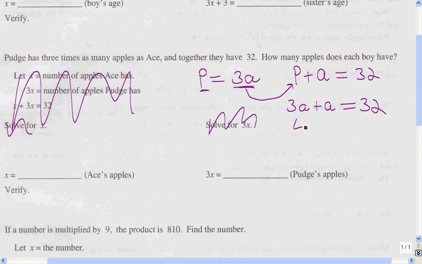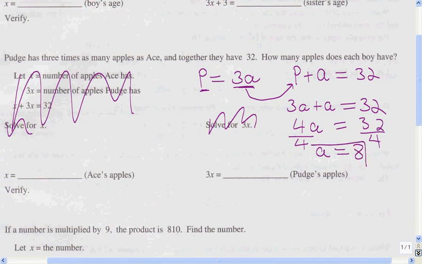And that's going to give me 4A equals 32, because I'm going to add 3A and A. And then to get rid of the 4, I'm going to divide by 4, divide by the coefficient of A, because the operation being done here for 4 and the A is multiplication. So I'm going to use the opposite, which is division, to get rid of the 4. And that'll give me A by itself, because 4 divided by 4 is 1, and 1 times A is A. So 32 divided by 4 is 8.